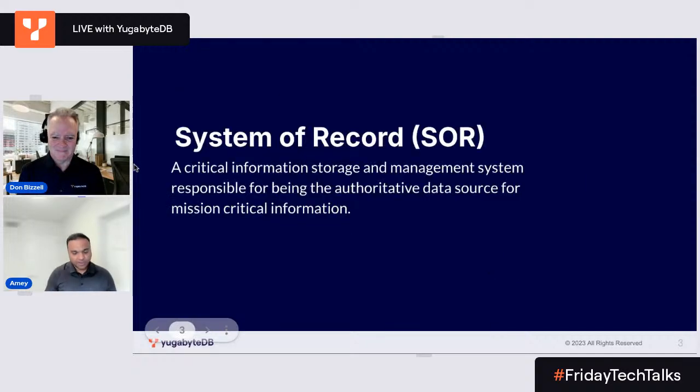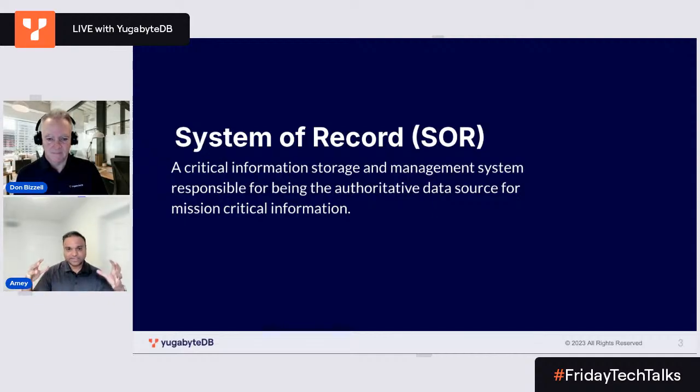So, folks, for today, what we're going to do is get into the nitty-gritty details of what a global product catalog is. Before that, I want to set the context: before getting to a use case like that, what exactly is a system of record? Think of a system of record as your global source of truth for any data that you serve to your end customers.